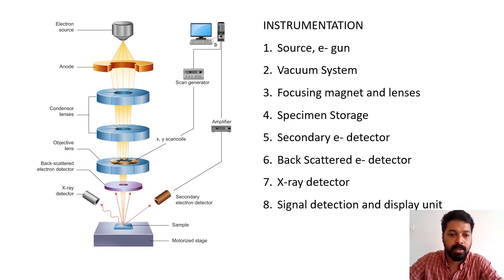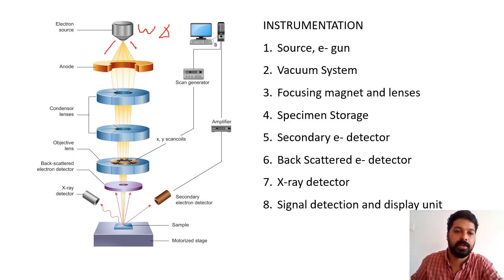As you can see here initially, there is an electron source. The first one is the source, so there will be a gun, which is mostly made up of tungsten. When you heat this tungsten at high temperature, what happens? It will eject electrons in all directions. It is connected to a negative terminal, and there is an anode connected to a positive terminal.